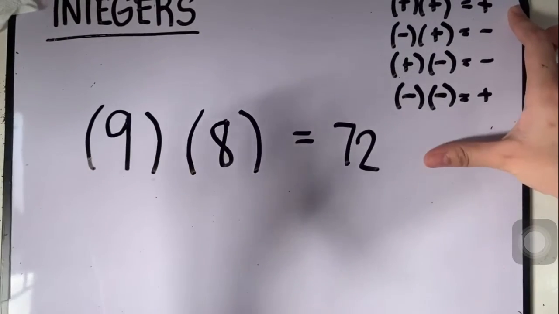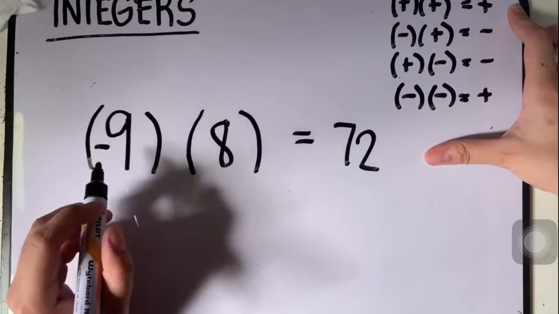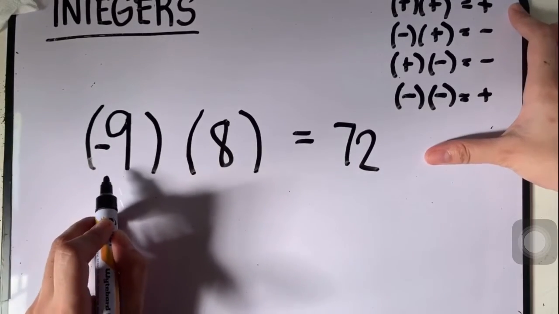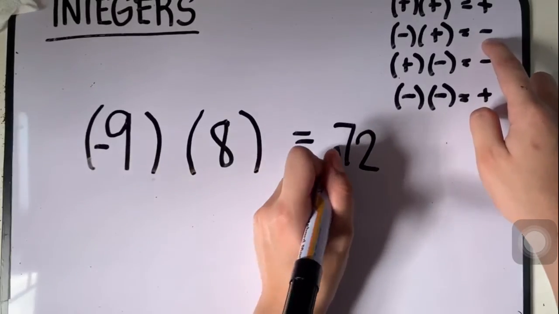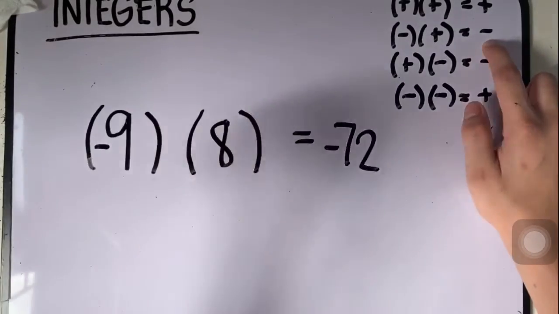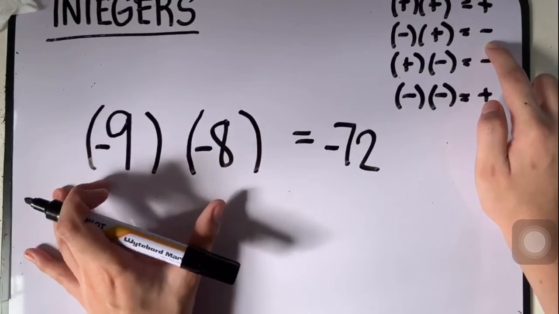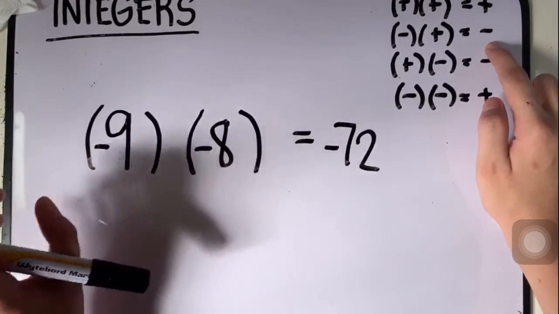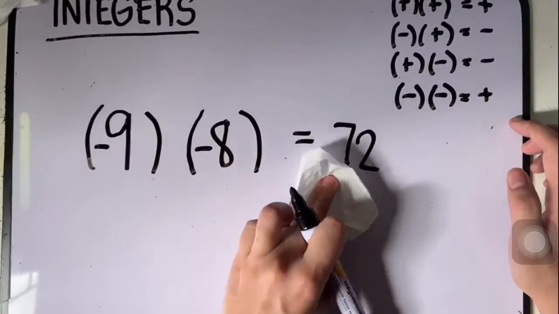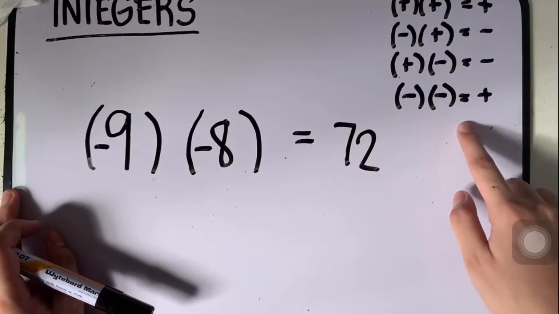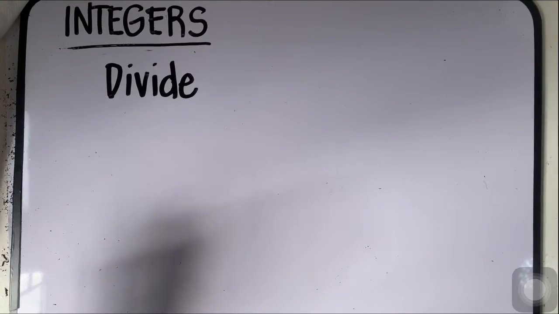So what happens when I put a negative sign here? Negative 9 times positive 8 will result in a negative 72. Now what if I put another negative sign on 8? Negative 9 times negative 8 will result in positive 72, since negative times negative is positive.